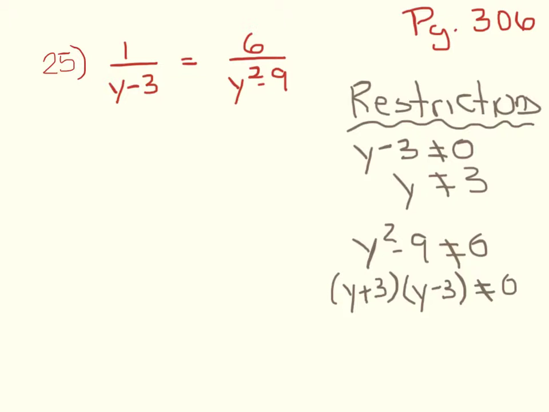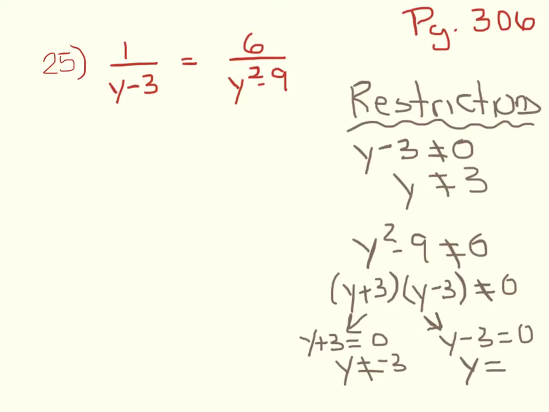And then the property part states that if I have a product of two numbers that equals 0, therefore at least one of them is 0. So either y plus 3 would be equal to 0 or y minus 3 equal to 0. So therefore y cannot equal negative 3 and y cannot equal 3.